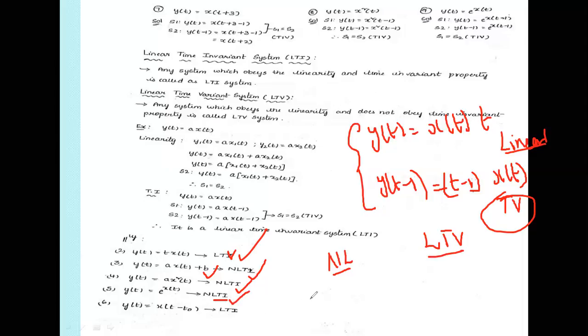X of t minus t naught is a linear time invariant function; it is a linear function. Understood? So any system which obeys linearity and the time invariant property is called a linear time invariant system. Any system which obeys linearity but does not obey time invariance is a linear time variant system. And any system which does not obey linearity but obeys time invariance is a non-linear time invariant system.